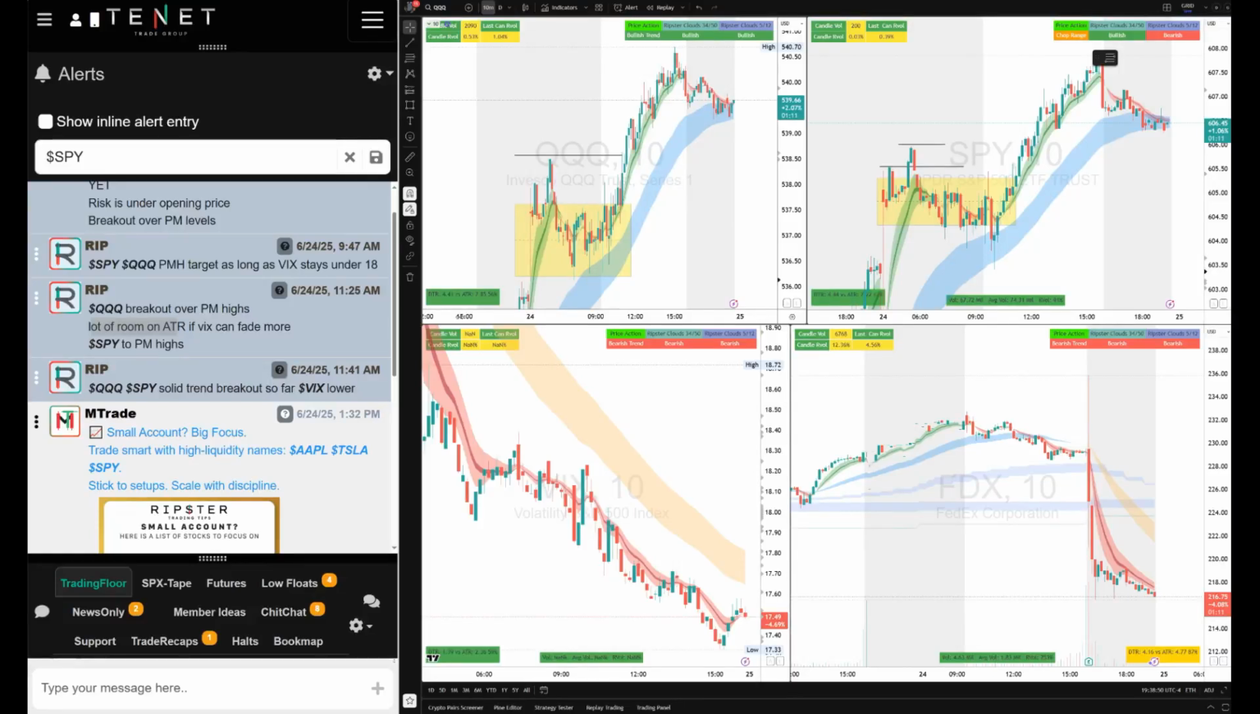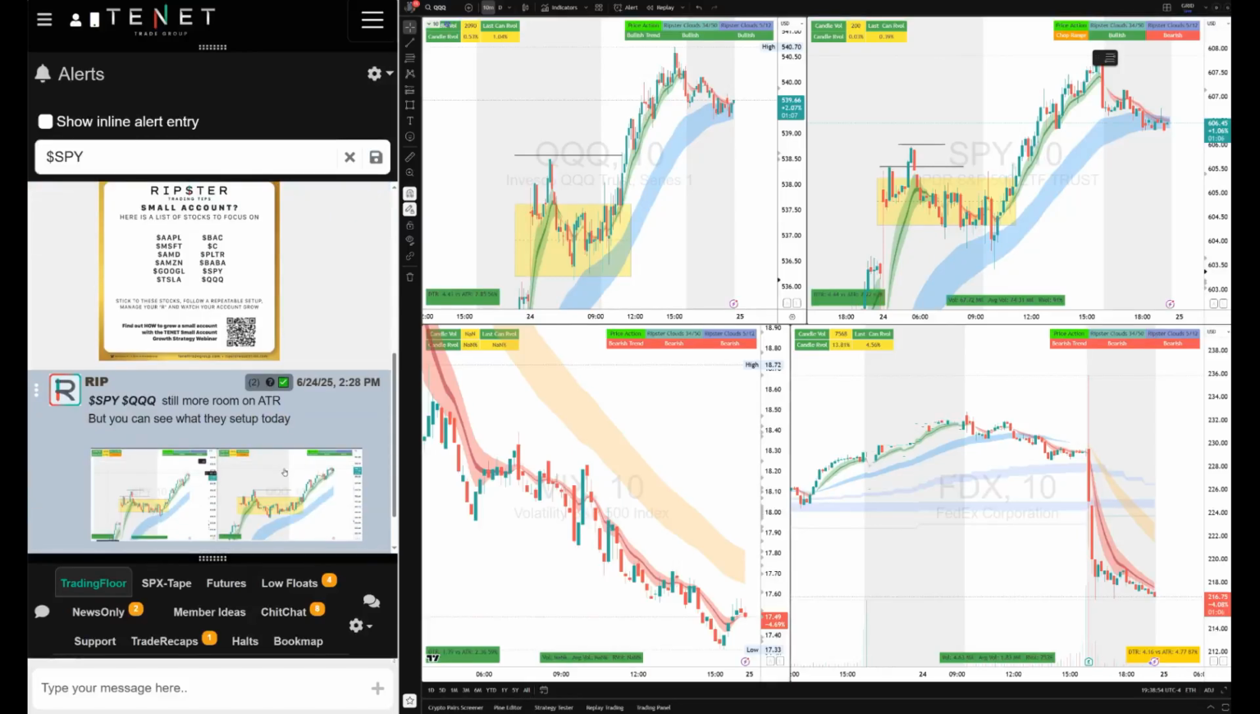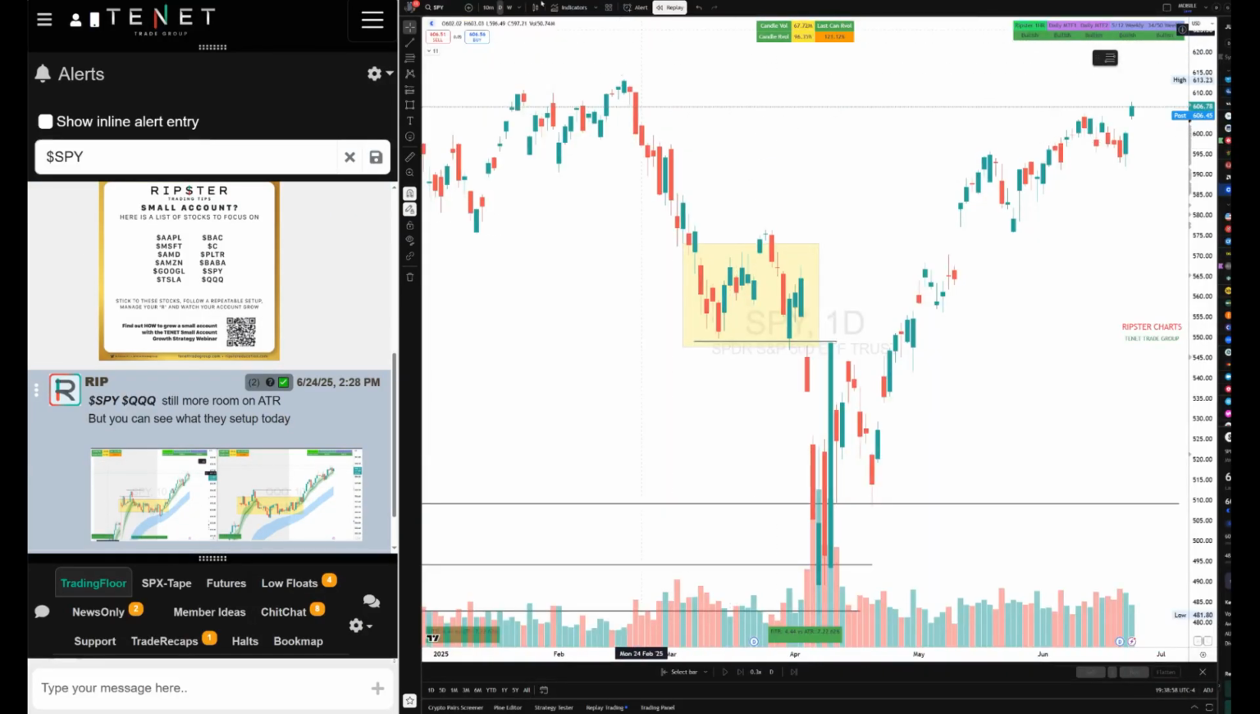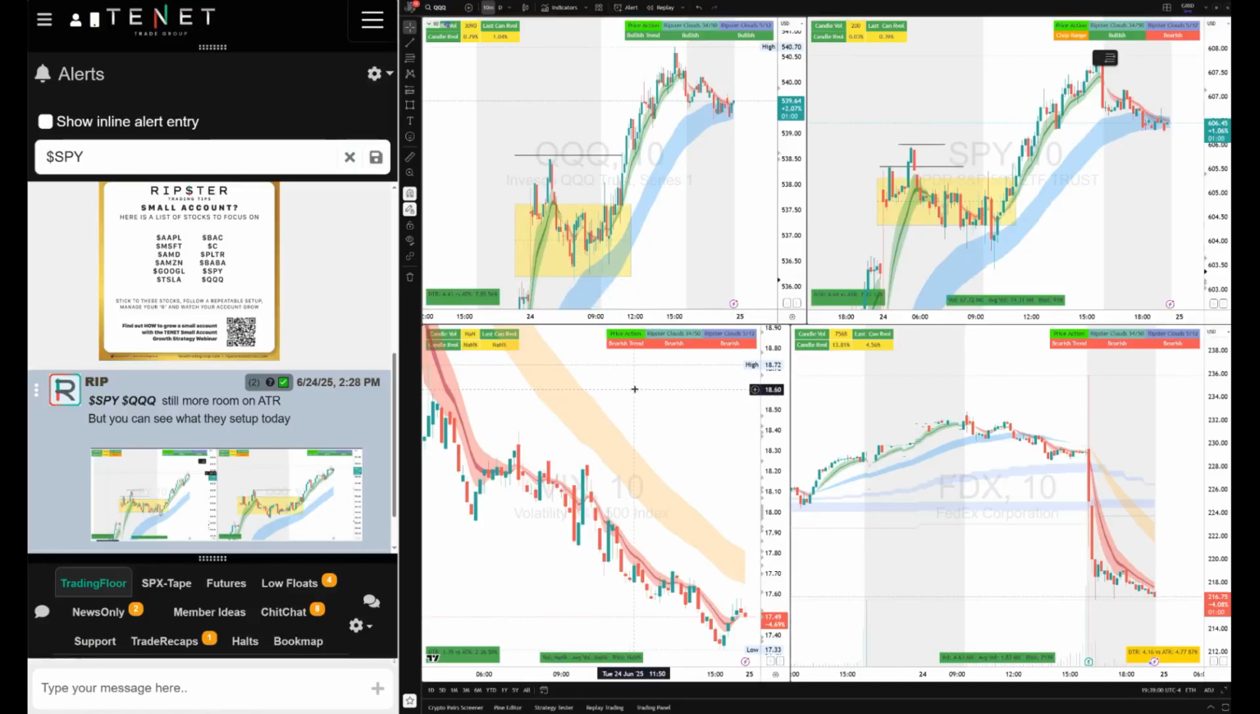That was the midday long that I guided the traders in the community. Our morning longs did not work. So that was the setup. Now, really nice setups on SPY QQQ. We are looking for a bullish continuation.